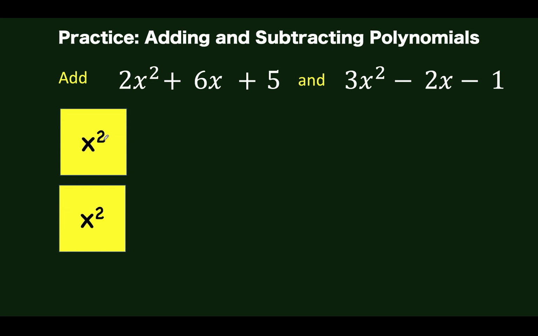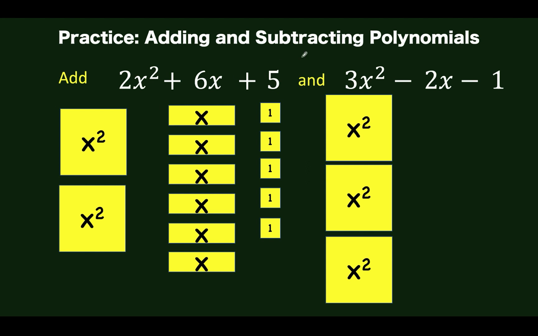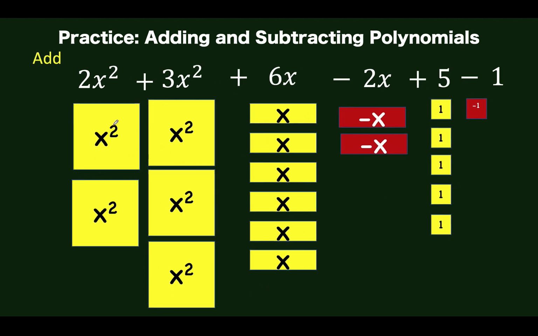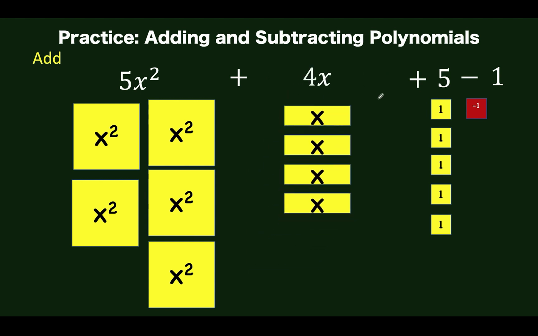Let's visualize them. There are 2x squareds, there are 6x's, and 5 constants, and this is 3x squared. Now you have here minus 2x, so think of this as negative 2x, so it should be red, and you have minus 1, that should also be red. Then after that, we can simplify, combine like terms. So these are all x squared, and there are 5 of them, so we write that as 5x squared. For the variable x, we have x and negative x and negative x. We can eliminate these zero pairs, so remove them. What's left is we have 4x's representing 6x minus 2x, so this is the result. And there's also another zero pair here, 1 and negative 1 becomes 0, so 5 minus 1 equals 4.